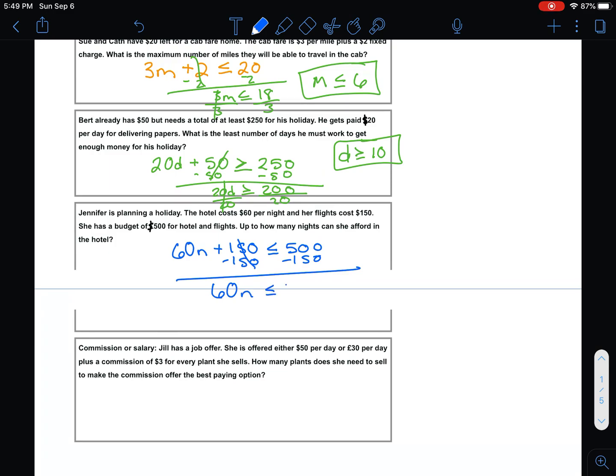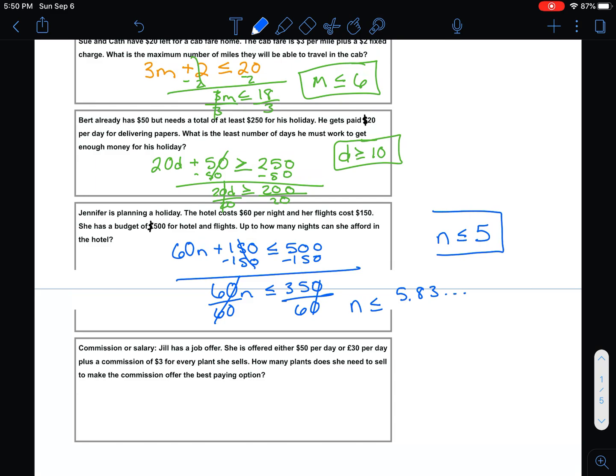And then when we do that, we get $350 divided by 60, and we end up getting n is less than or equal to... That would be 6 into there. If we're using our calculator, so we do 350 divided by 60, and we end up getting 5.83, and so on. So that being said, since it doesn't divide in evenly, we would have to say that she can only stay 5 nights, no more.